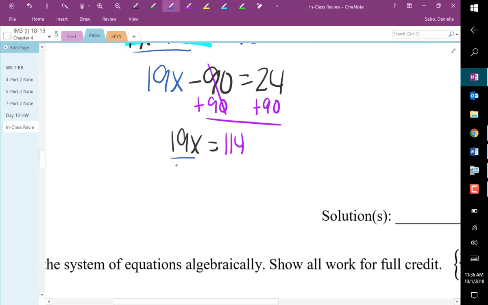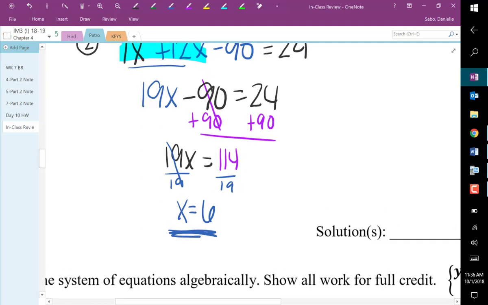Now I would never expect you to know what this is. That's why you have a calculator. And what do you get? 6. So this is the one I was talking about earlier in the note in this review, is that once you find x, you now have to find y. Okay, so whenever you're doing systems, that is telling you to find the ordered pair of the solution.